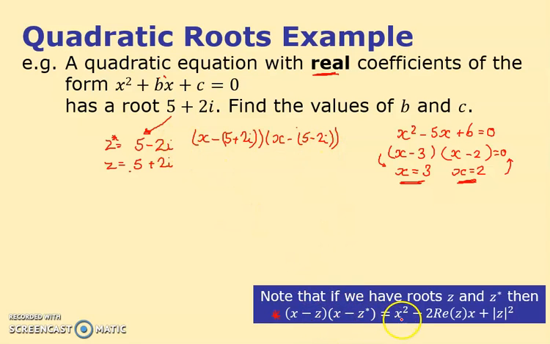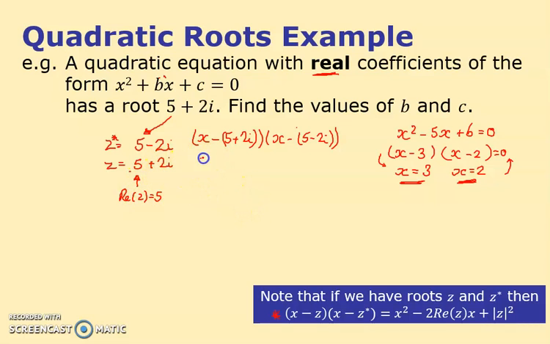you'll notice it's x squared minus 2 times the real part of the z. Now the real part of the z here is the 5. The real part of the z equals 5. And the imaginary part's this 2. But notice, effectively, when you multiply them out, the imaginary parts will disappear. Try it if you don't believe it.